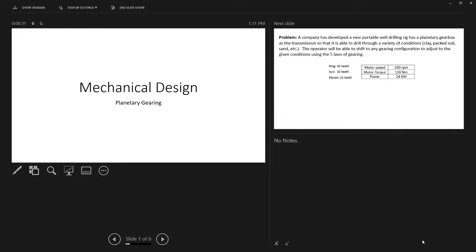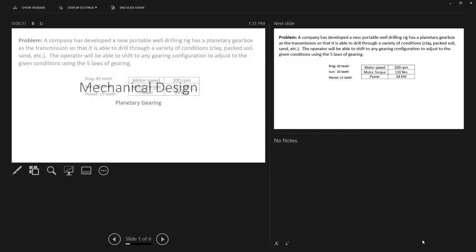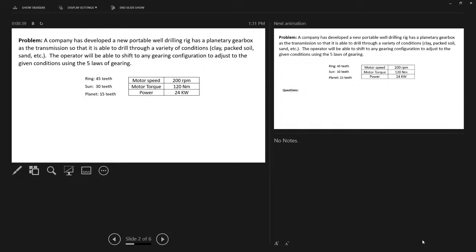So we have a problem here that I gave to the class. Let's go through this. And this was basically for you to learn planetary gearing. And we're going to be using the tabular method of planetary gearing. And let's state the problem here.